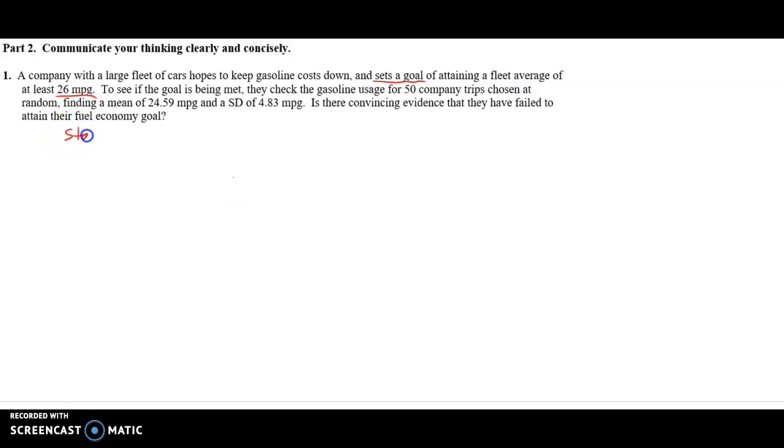The first part of the process is state. In this section, we're essentially going to say, hey, we're going to run a test at a blank level of significance, and we're going to provide some context as to what that test is going to inform us on. So here's what that looks like.